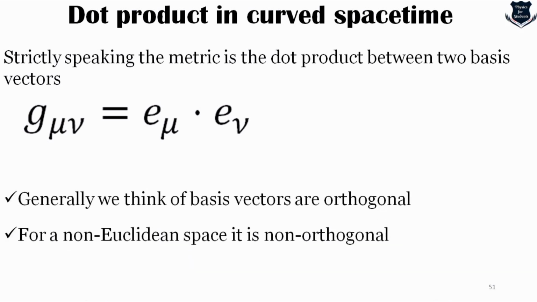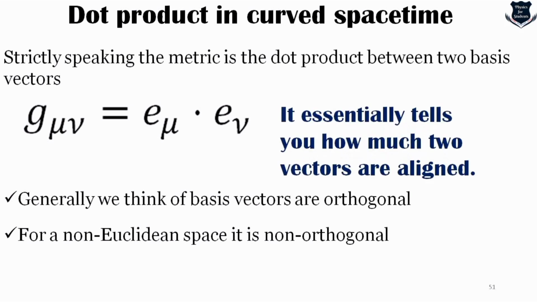Generally we think basis vectors are orthogonal, but in non-Euclidean space they are not orthogonal. So it essentially tells how much two vectors are aligned with each other. Remember, at the start of the video, I told you that we are using this as an intuitive approach, how much one vector is similar to another, and it now boils down to the same point: in curved spacetime, using the metric tensor, this is how the vectors align.